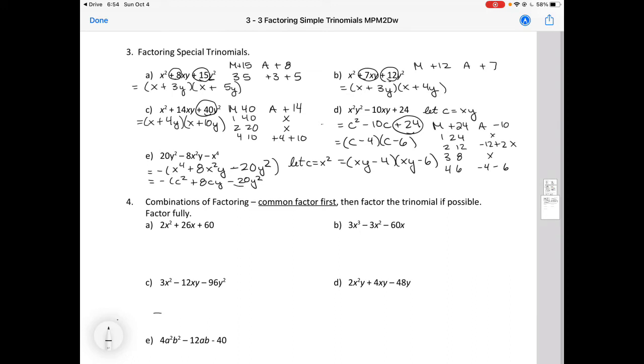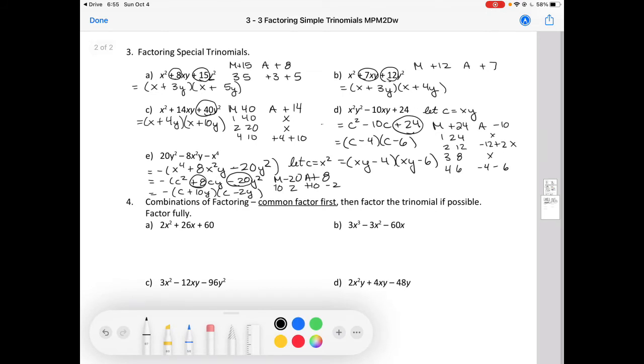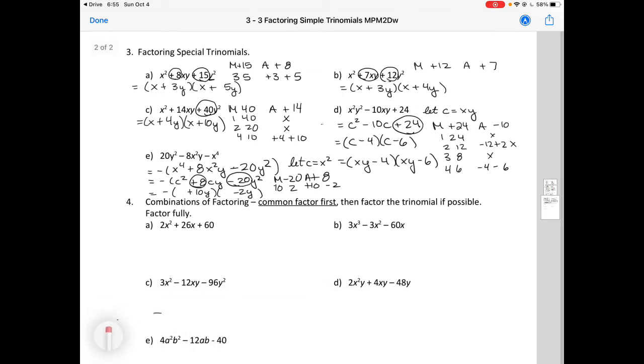Now it's like the original special trinomial that I did. I'm looking for numbers that multiply to minus 20 and that add to positive 8. So for multiplying to minus 20, I could use 10 and 2 as long as 10 is positive and 2 is negative. So I can factor this as c plus 10y times c minus 2y. Now I know that c is really x squared, so I can replace my c's with x squared to get my fully factored equation.